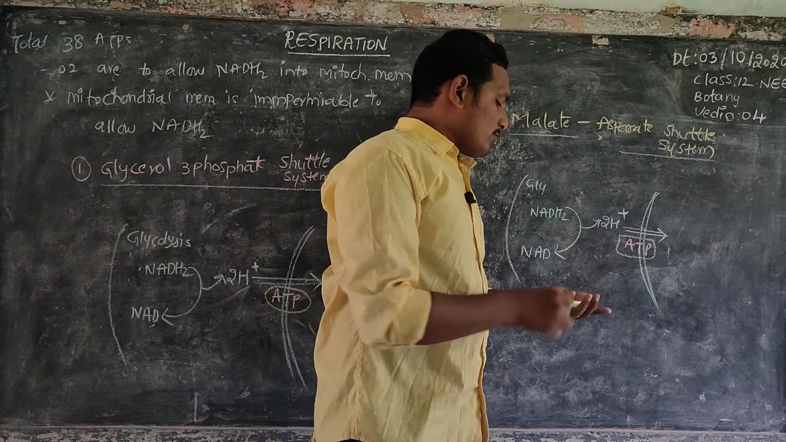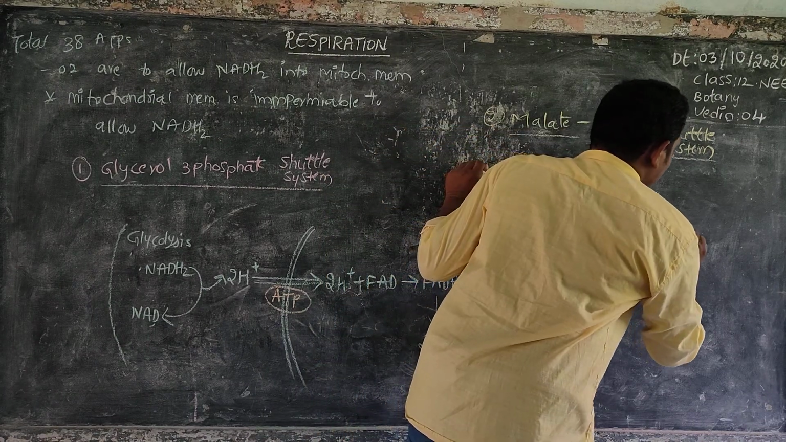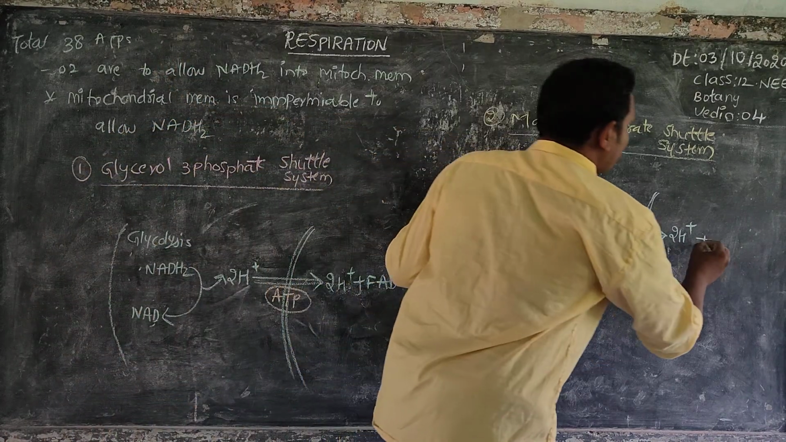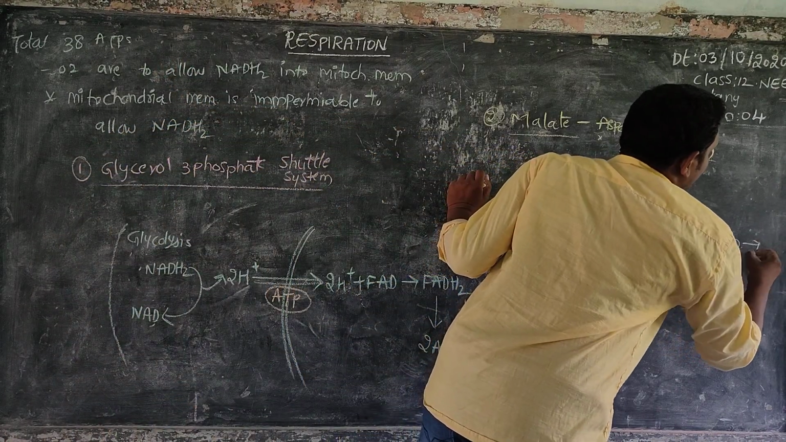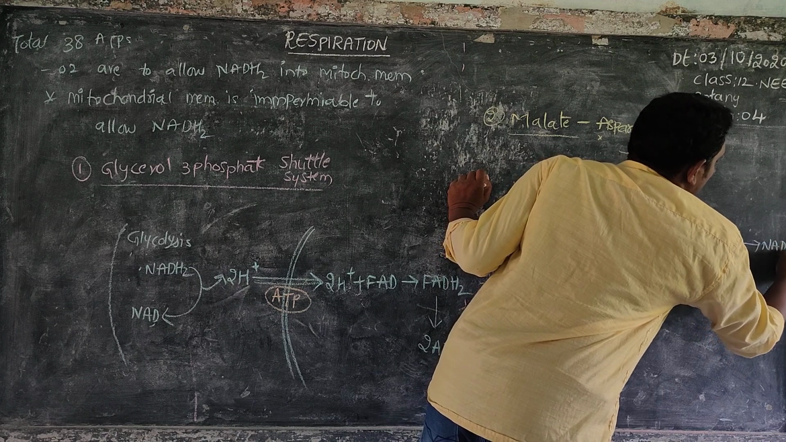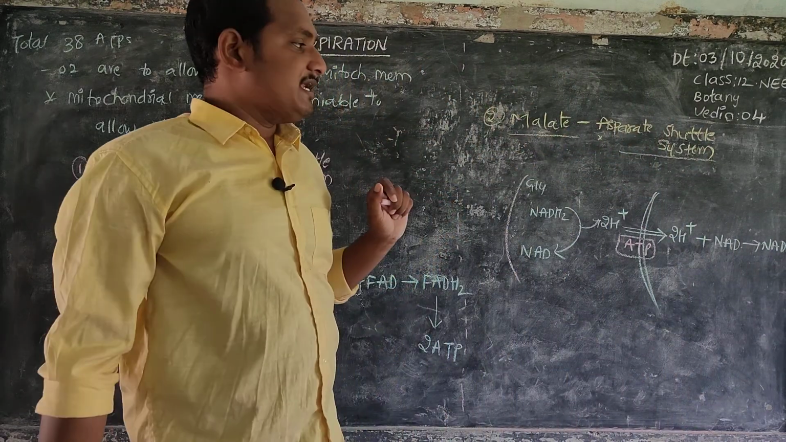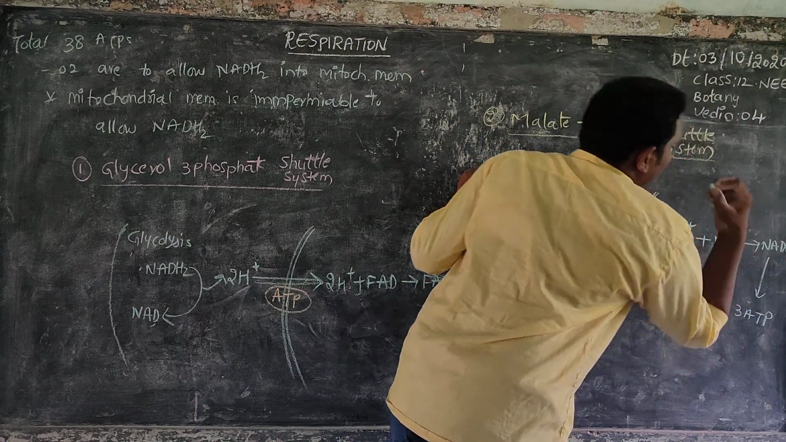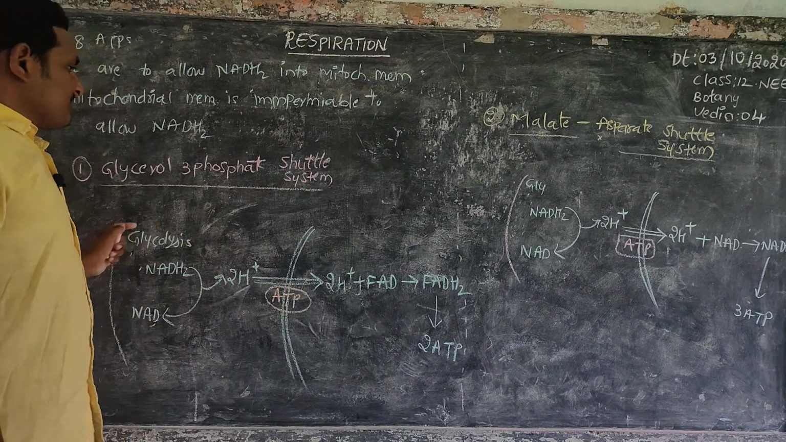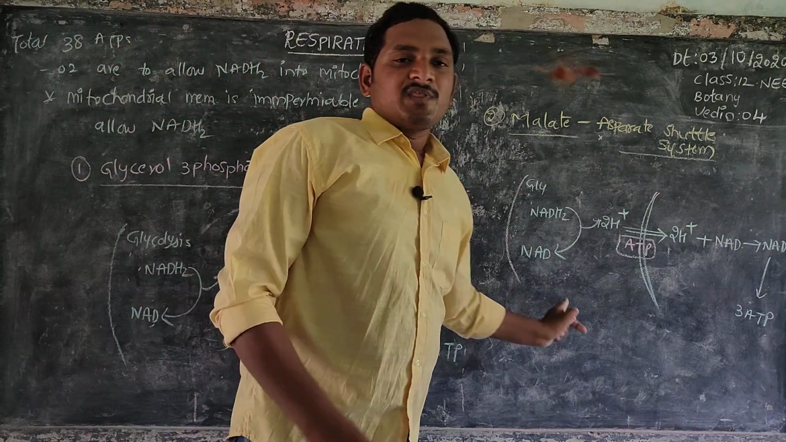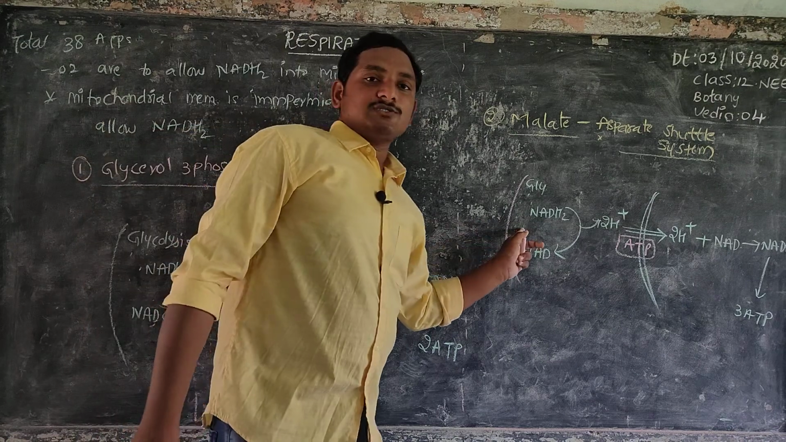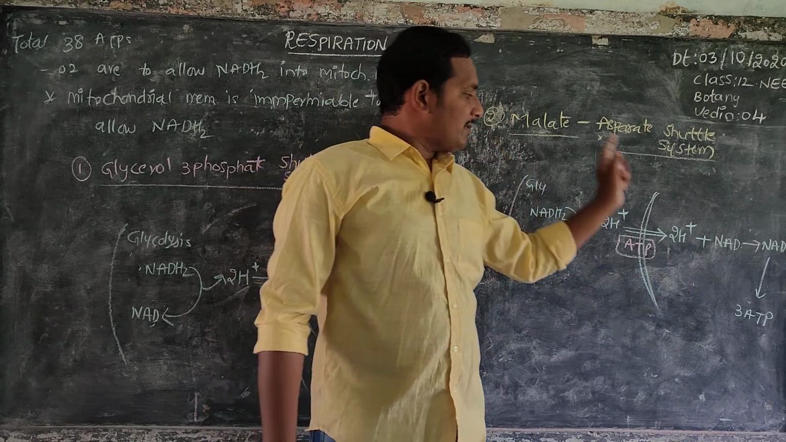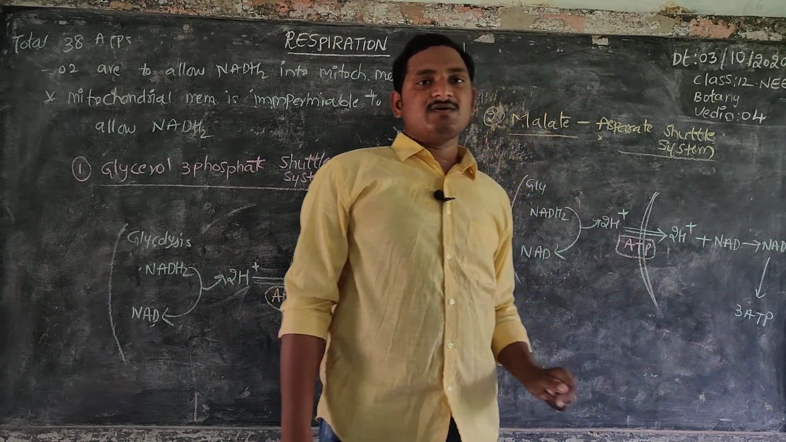Then this pair of protons combines with NAD to generate NADH2. NADH2 ultimately gives us 3 ATPs. So this is the exactly correct system. How do NADH2 protons enter the mitochondrial membrane and ultimately give us 3 ATPs? That is our exact system.